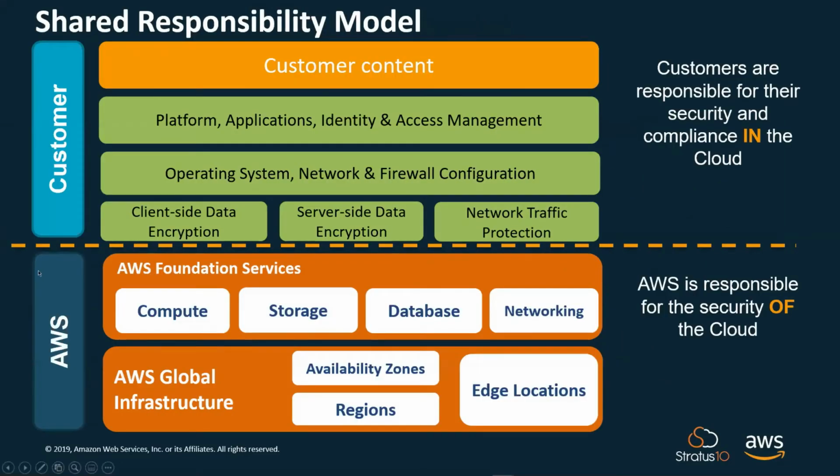This is a different breakdown or different look of the shared responsibility model. As I mentioned before, AWS is responsible for the global infrastructure, for the security around the availability zones, the regions, those data centers, the edge locations, right? The physical security of those locations and the hardware that is stored in those locations where your virtual machines run. Things like compute, storage, database, and networking, the physical components of the foundation of those AWS services.